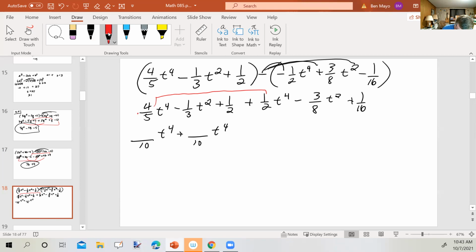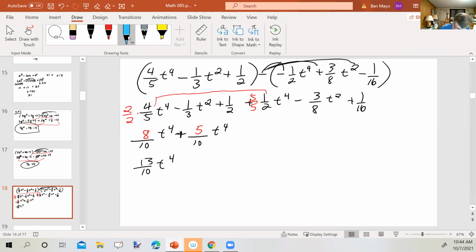I'm going to take 4/5 t to the 4th and multiply it by 2/2, because that gives me 8/10 t to the 4th. I'm going to take 1/2 t to the 4th and multiply it by 5/5, because that gives me 5/10 t to the 4th. So now I have two like terms with the same denominator of their coefficients. 8/10 plus 5/10 would be 13/10 t to the 4th power. Any questions on that particular situation before we go on?